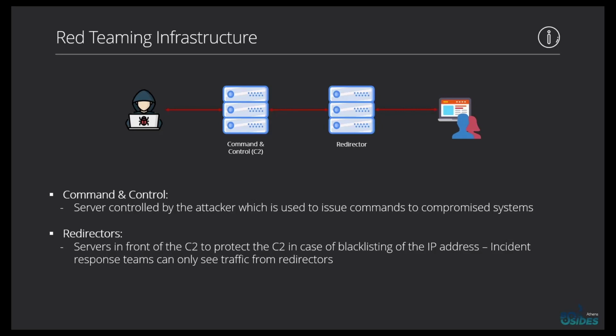Command and control server, or C2, is a server which is controlled by the attacker and it's used to send commands to compromised systems. The redirector is another server which is directly connected to the C2, for example via socket, and basically it hides the presence of the C2.